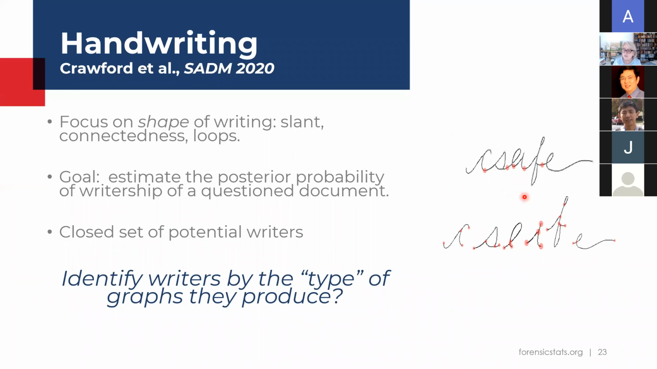Well, we created a set of rules. We created this program called Handwriter. It's an R program that includes a set of rules to decompose handwriting into what we call graphs. And so, for example, if you take the word CSAFE, the program will separate the C, the S, then this A, it'll separate it into two pieces.